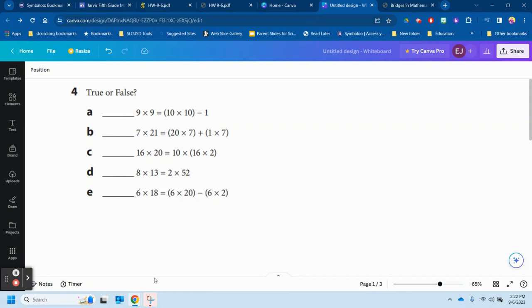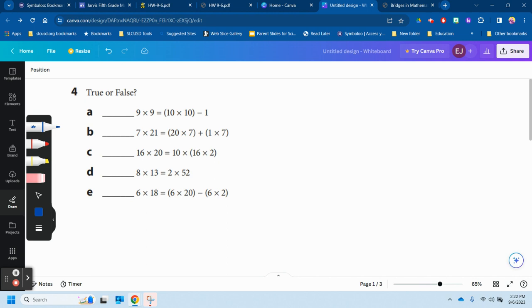We're looking at the second page of September 6th homework. This is Unit 1, Module 2, Session 3. And we have some equations we need to evaluate here. We have true or false. Okay. 9 times 9 is equal to 10 times 10 minus 1. True or false? I think you could probably do the math and figure out it's not correct.